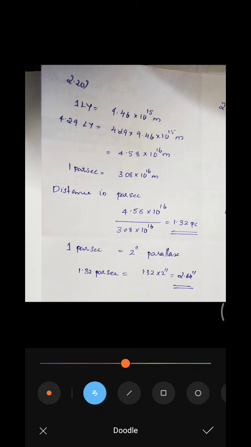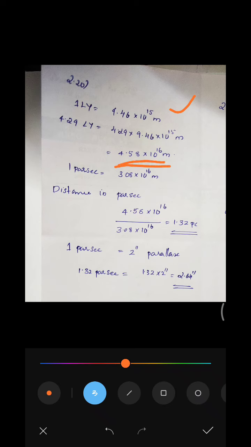Okay, that baseline value, the same value should be taken over there. In the previous question, whatever value you have taken for that b, that same value will be here also. Anyway, first of all we have to convert the 4.29 light year value in terms of parsec. You know that 1 light year is actually 9.46 into 10 to the power 15 meter. Then 4.29 light year will be 4.29 multiplied by 9.46 into 10 to the power 15 meter, and you will obtain 4.58 into 10 to the power 16 meter.